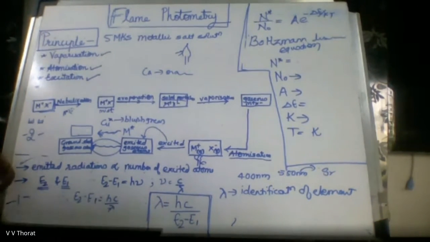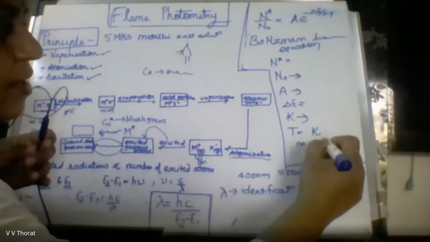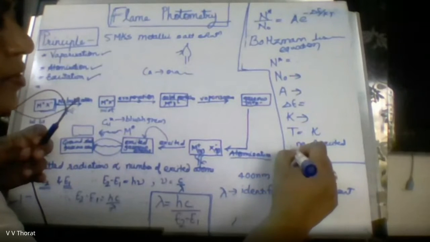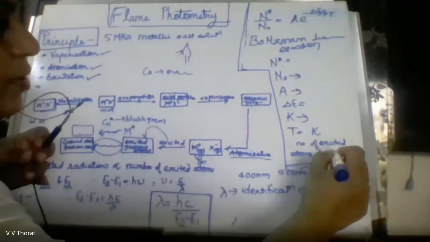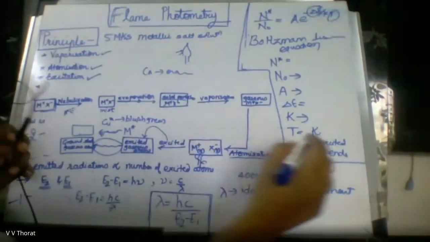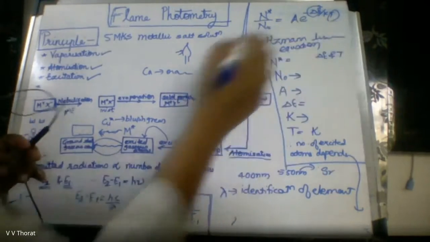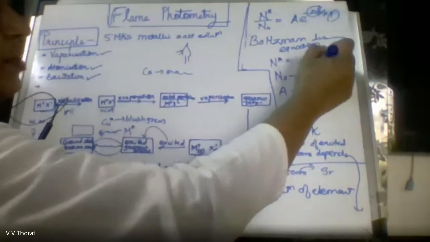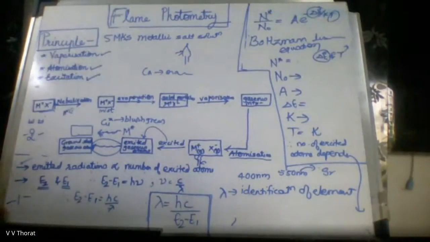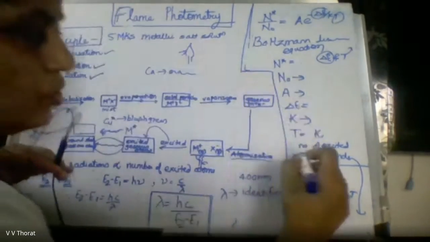Okay, and then this is also not the end. After this, you have to write: therefore, number of excited atoms depends on two variables, delta E and temperature, because all the other factors are constant. If you increase the temperature, this will decrease and number of excited atoms will be more. The one who writes from this point to the last statement will get full 5 marks.